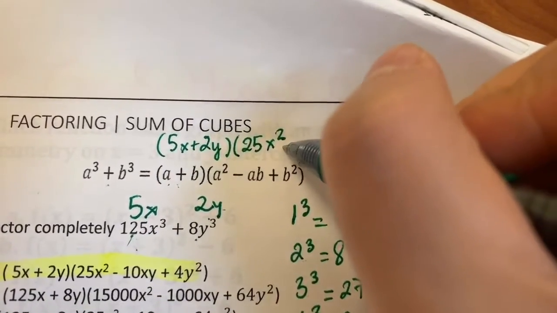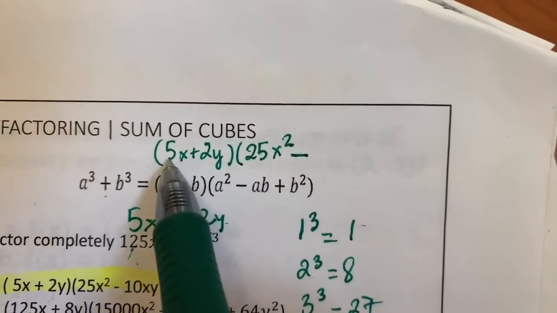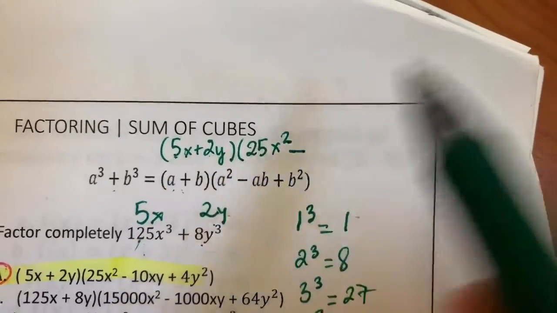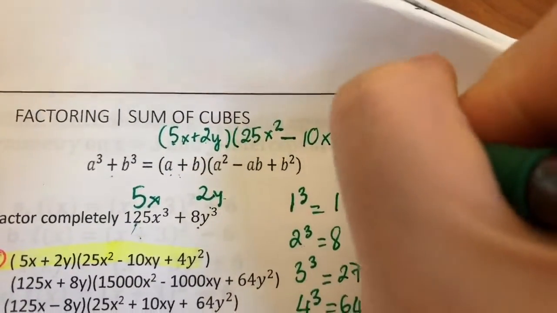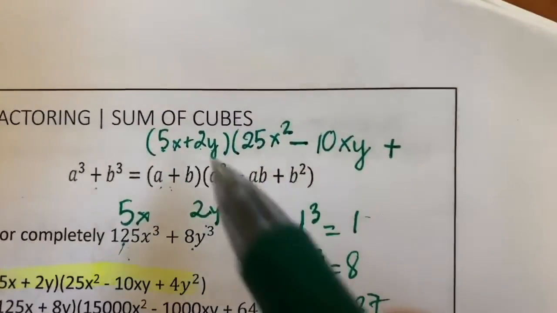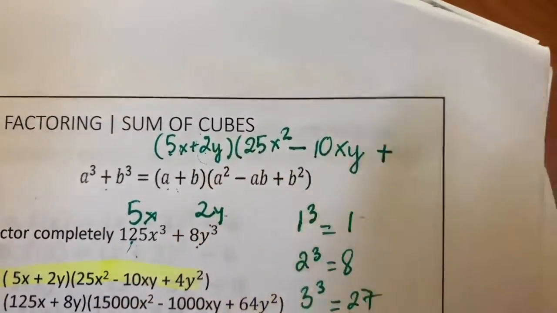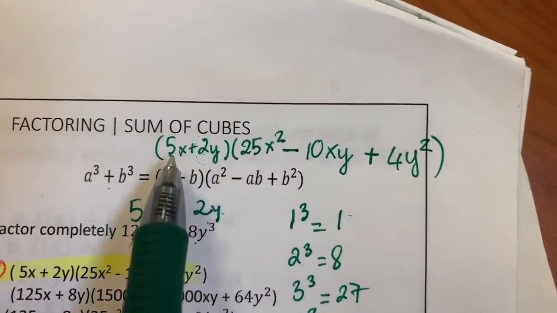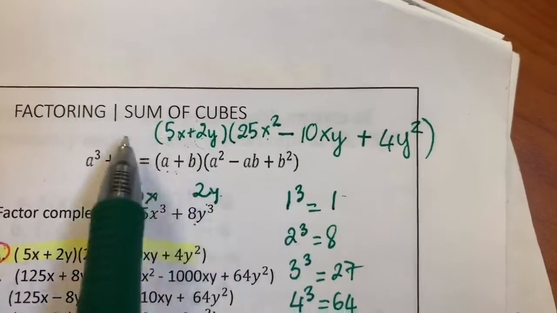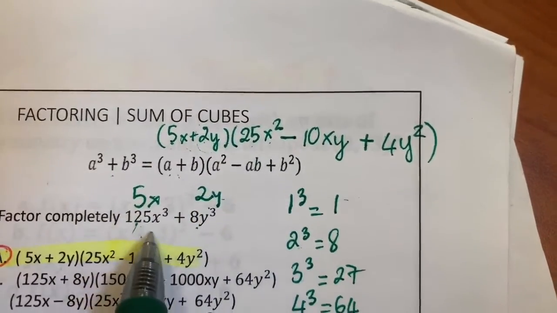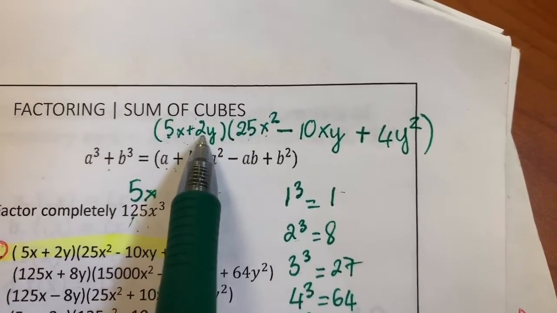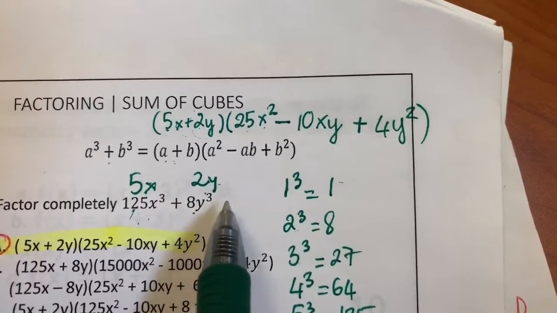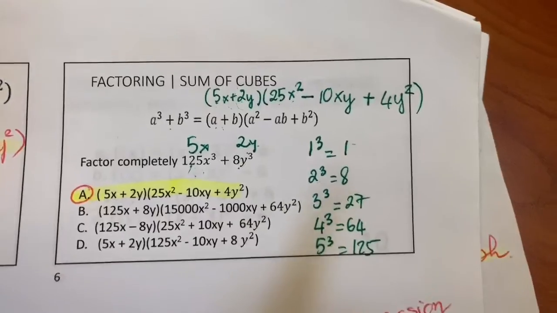The middle term will be the opposite sign, so you multiply these two. 2 times 5 is 10. x times y is xy, so minus 10xy. And then always positive at the end, you're gonna square the second term. 2y squared gives you 4y squared. Alright, so that's our complete answer. When you multiply back, 5x times 25x squared will give you 125x to the power of 3, and 2y times 4y squared will give you 8y to the power of 3. Alright, so the answer was A.